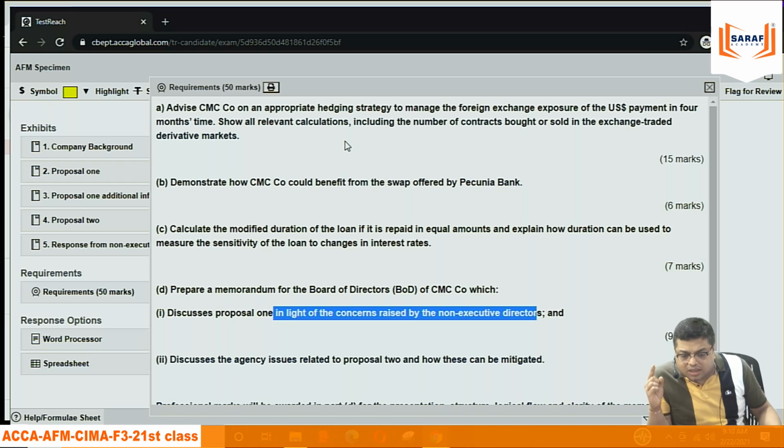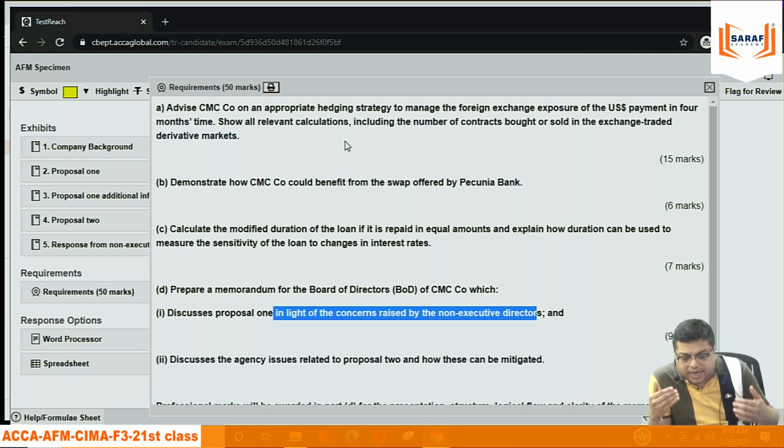So if there is a 1 point change in interest rate, the value of the bond or the loan will change by 2.3%. Suppose 1 basis point interest change happens, then what is the change in the value of the bond or the value of the loan? So that you have to explain, calculate the modified duration, if it is repaid in equal installments, and explain how duration can be used to measure the sensitivity of the loan to changes in the interest rates.